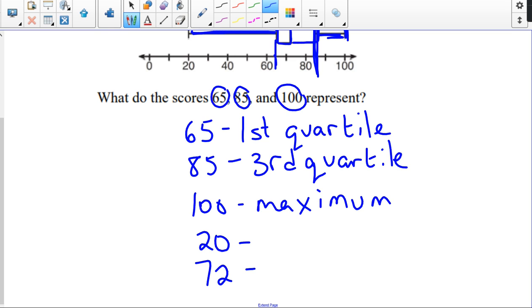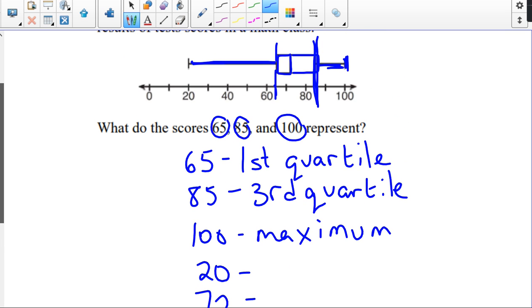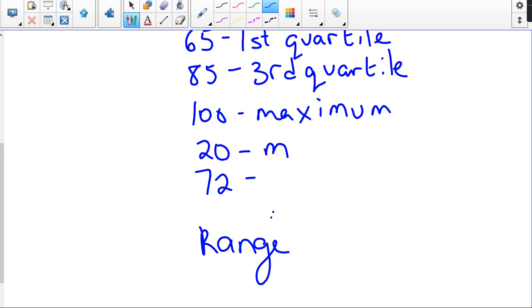And then the other thing would be to talk about the range. So what's the number 20? 20, if you notice, is the beginning of the set of data. So that is the smallest number in the set. We call that the minimum. Minimum value, lowest score on this test was 20.